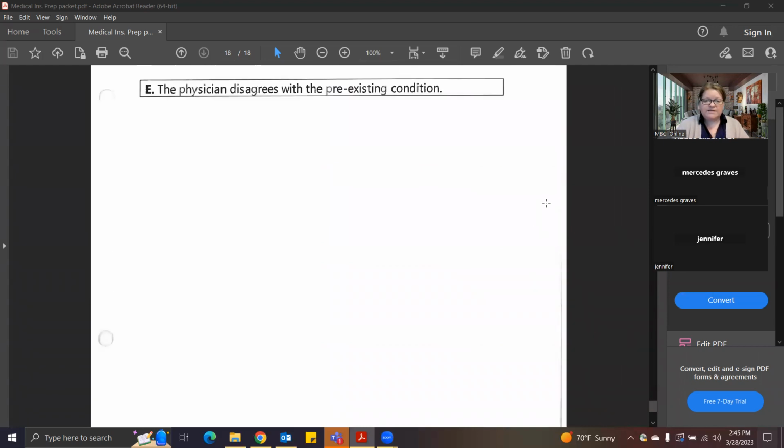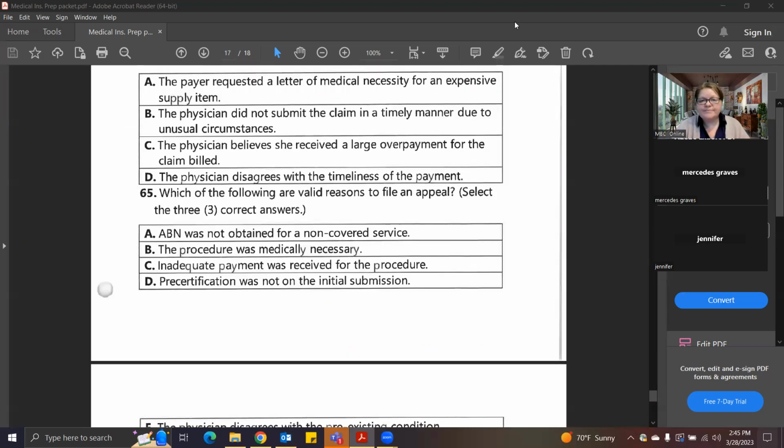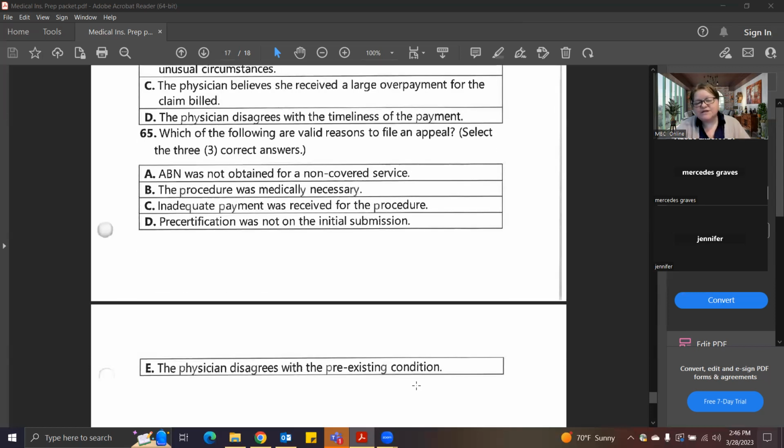Can we just put all four? No, you're going to pick the three. So B, C, and E, or B, C, and D? Go ahead and be safe and do B, C, and D. Okay. Because the physician disagrees with the pre-existing condition, that could be appealed too. But pre-certification is a more common reason for an appeal than a pre-existing condition. It's more common, so go with that.